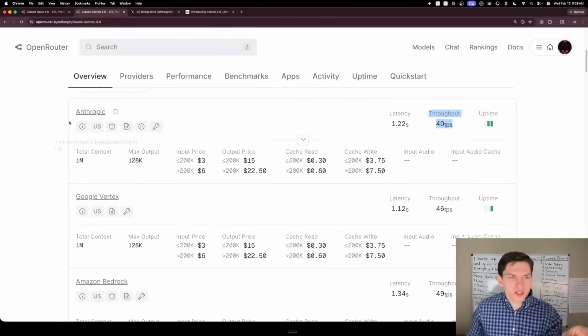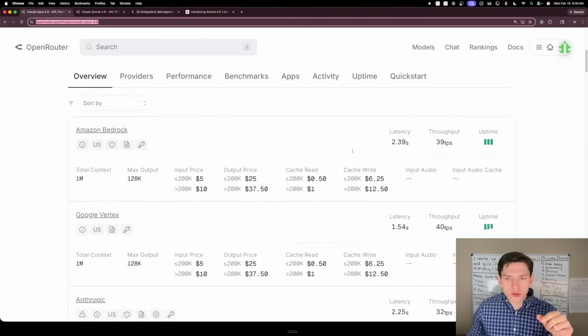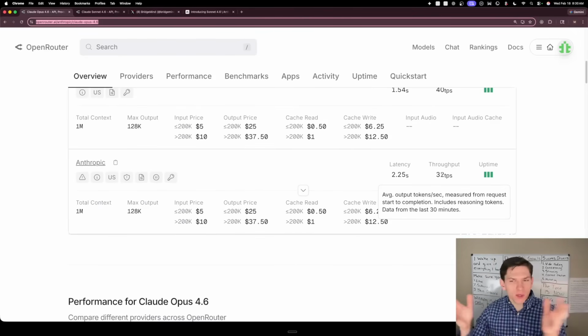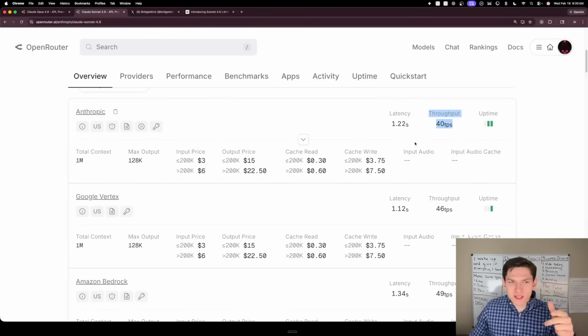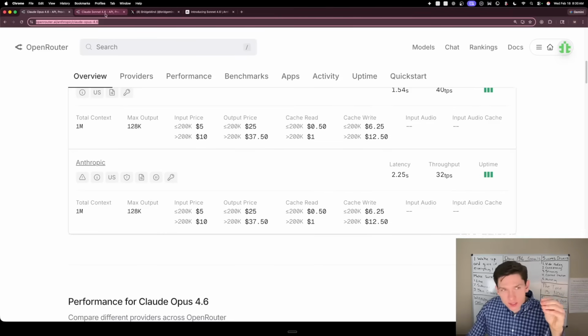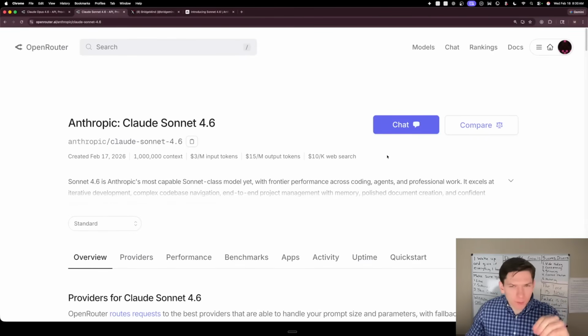So here you can see that Anthropic is putting out this model at 40 tokens per second. And with Opus, you're looking at 32 tokens per second. So what even is that? A 25% speed up, I believe. So you're talking about a 25% speed up when comparing Sonnet versus Opus, which is pretty good. And then if you look at the latency, 1.22 seconds versus 2.25 seconds, it almost cuts the latency in half. So this is a more performant model for sure. And then you're talking about a little bit more of a price reduction.